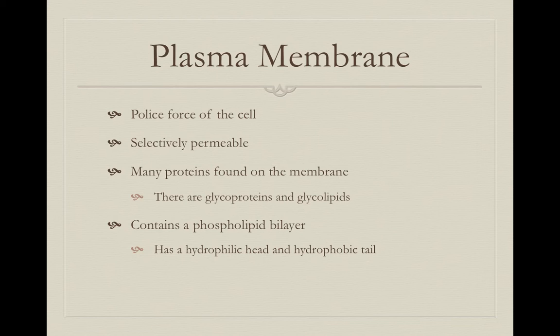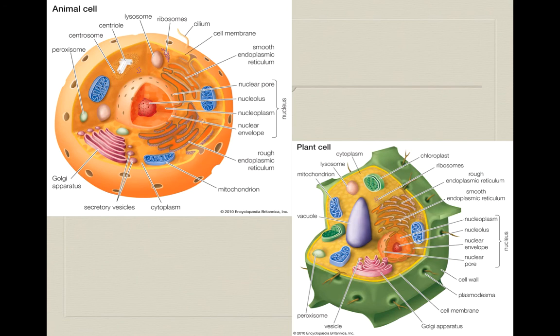And it just really decides what goes in the cell and what comes out. That's really important because we don't want to bring anything bad into the cell, and we want to release anything that's bad from the cell. So the plasma membrane really plays an important part. And here are a couple pictures of an animal cell and a plant cell.